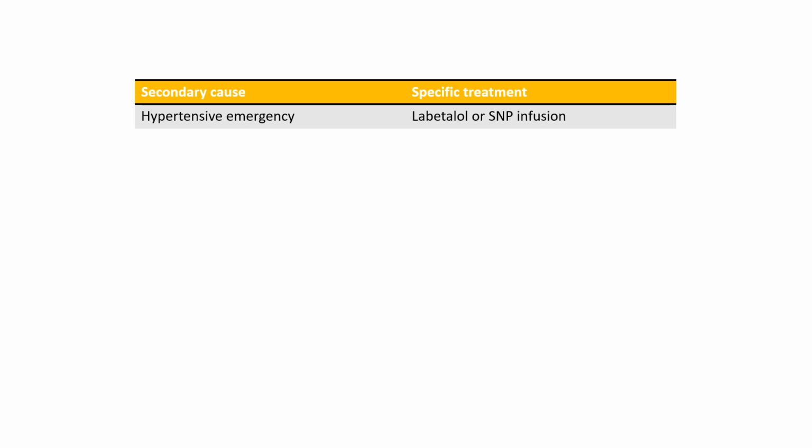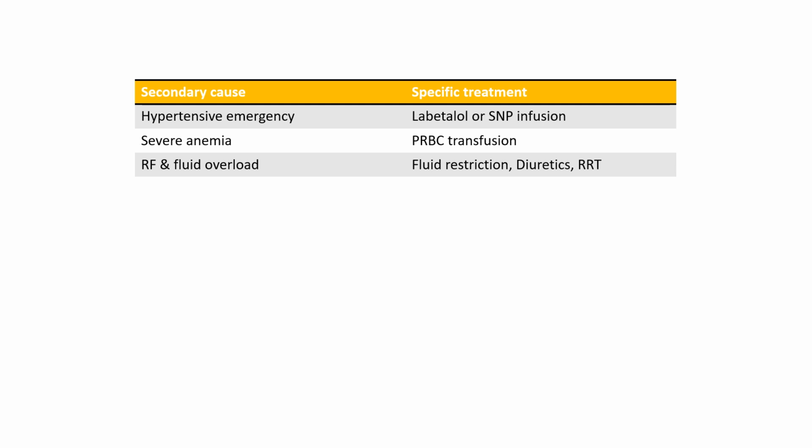So the secondary causes which I was talking about in the previous scene include specific treatment. These include: hypertensive emergency requires institution of labetalol or sodium nitroprusside infusion. Management of severe anemia requires PRBC transfusion as seen earlier. Management of renal failure and fluid overload requires fluid restriction, diuretics and renal replacement therapy.